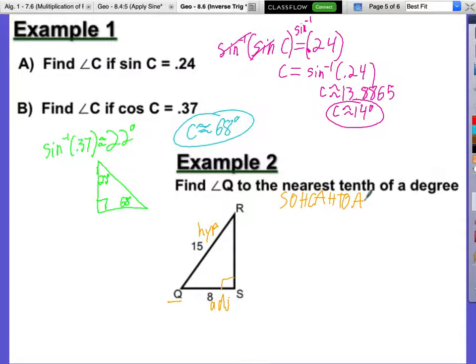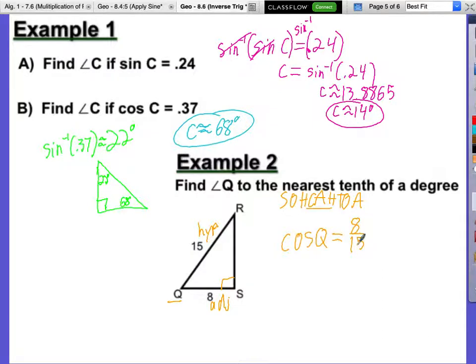Beautiful. Which one deals with hypotenuse and adjacent? So what trig function would we use? Cosine of angle Q. What is cosine of angle Q equal to? Adjacent over hypotenuse. This is how we set up. We set up the trig function like normal, except now our unknown is an angle rather than one of our side lengths.